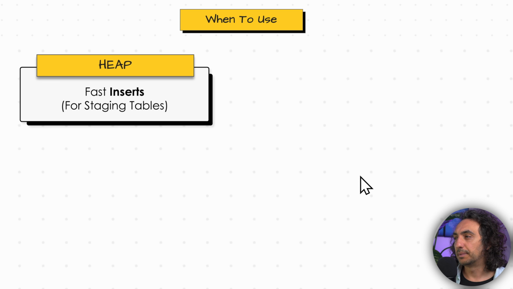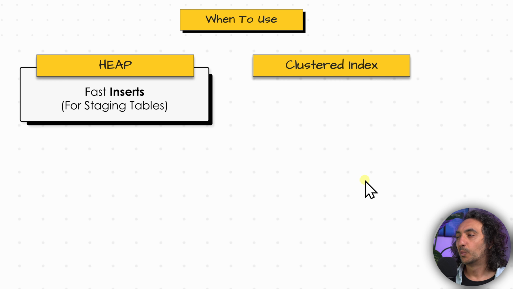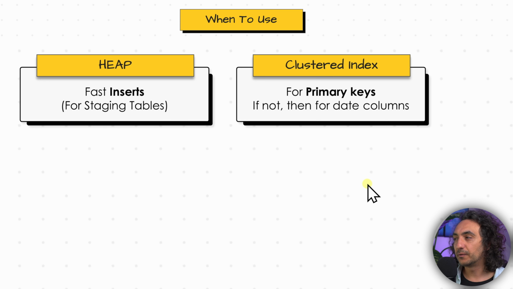Now, if we are talking about the clustered index, we usually use the clustered index for primary keys. It is even a default from the database. If you create any primary keys, then SQL is going to create a clustered index. So this is the main usage of the clustered index. You use it on primary keys, and if there's no primary key in your table, then you can pick another column where sorting the data is important, like for example a date column. So it could be a good candidate for your clustered index.